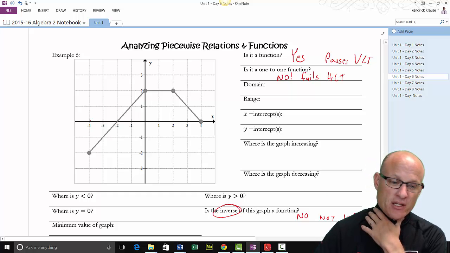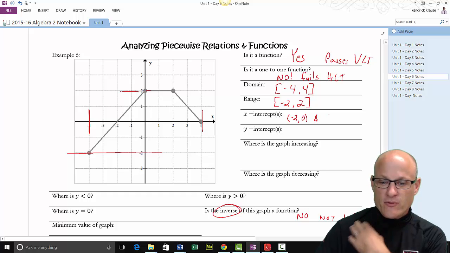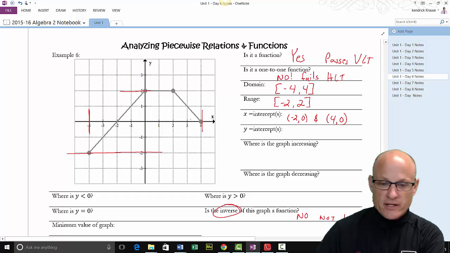So domain. The left post of my domain is negative 4, and the right post is positive 4. And it's equal to, so negative 4 to positive 4. The lowest y value, or the minimum, is negative 2, and the maximum is positive 2. So from negative 2 to positive 2. What are the x-intercepts? Negative 2, 0, and 4, 0. Right here. What are the y-intercepts? Well, there's only one. It's right there. 0, 2.